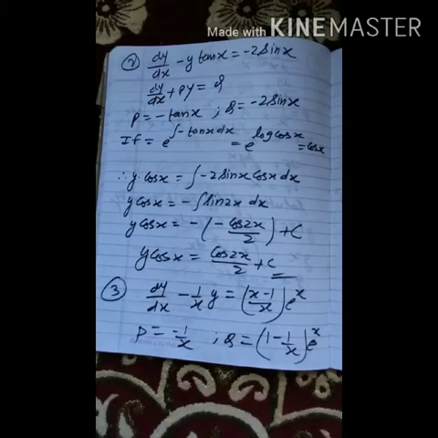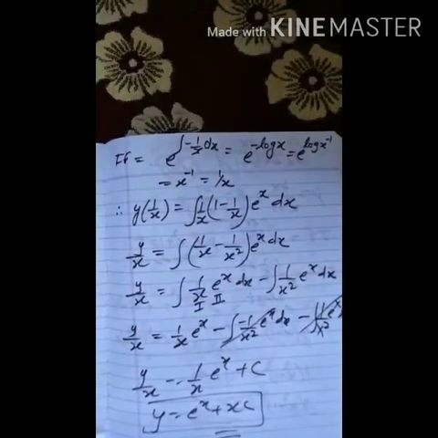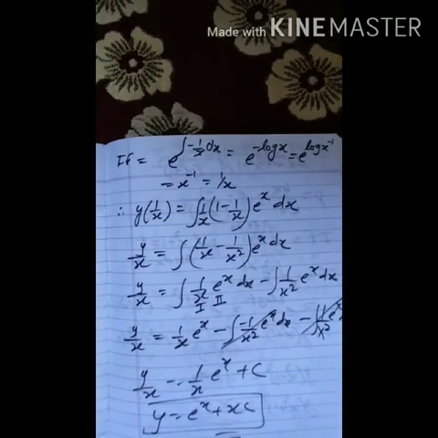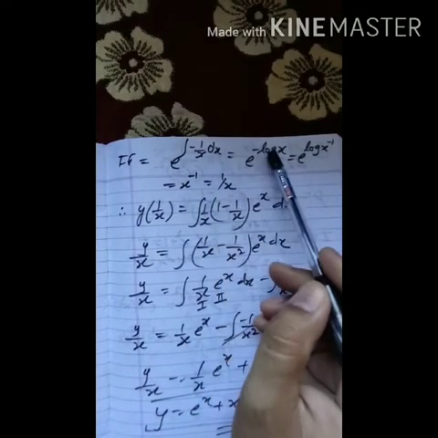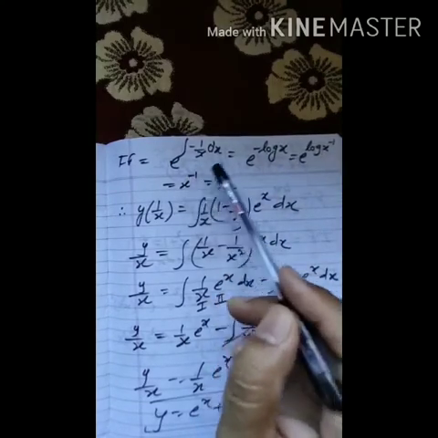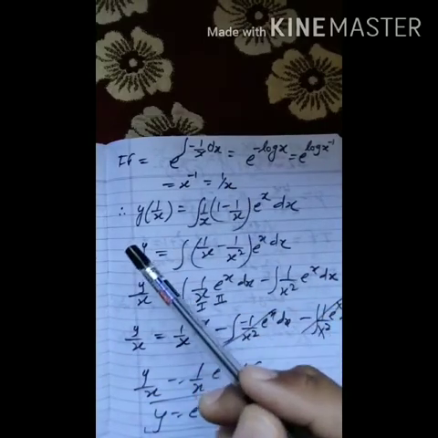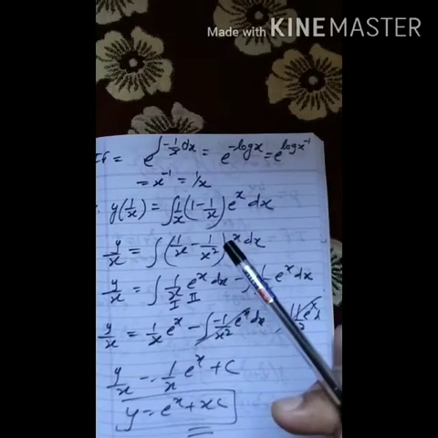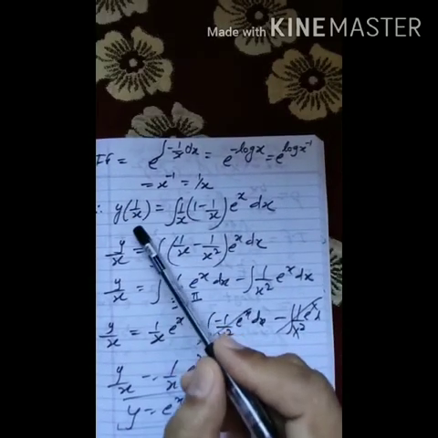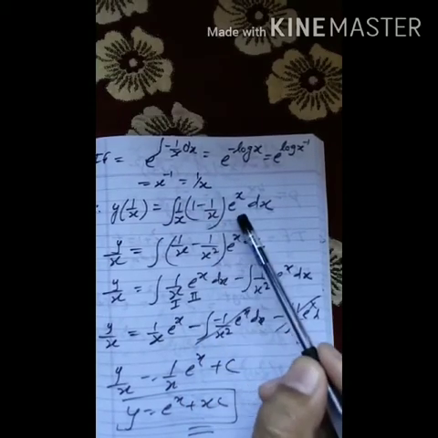Now after this we have to find the integrating factor, and the integrating factor is given by e raised to the power integration of minus 1 upon x dx, and integration of minus 1 upon x will be minus log x. This minus will go to the power, and e and log will cancel out, and we will get x to the power minus 1, that is 1 upon x. This is our integrating factor. Now the solution of the differential equation is given by y into integrating factor, that is 1 by x, equals integration of 1 upon x into q, that is (1 minus 1 by x) into e to the power x.